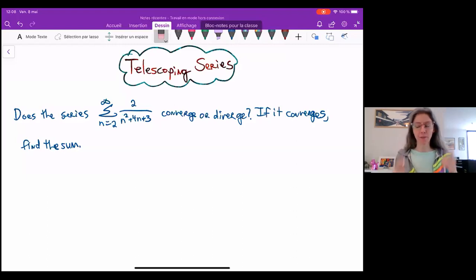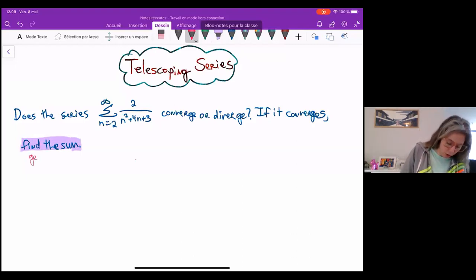Okay, so aside from the fact that it says telescoping series right up there, there are two clues here that this is a telescoping series. The first clue is that it asks me to find the sum. And if you'll recall, we can really only easily find the sum of two different types of series, because there are only two different types of series for which we could find the general term for the sequence of partial sums. Those series were geometric series and telescoping series.